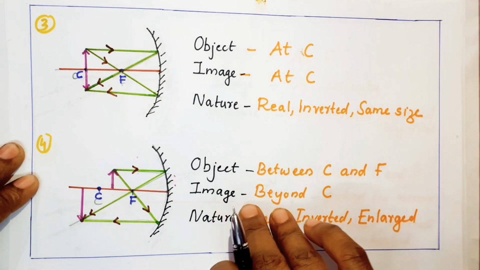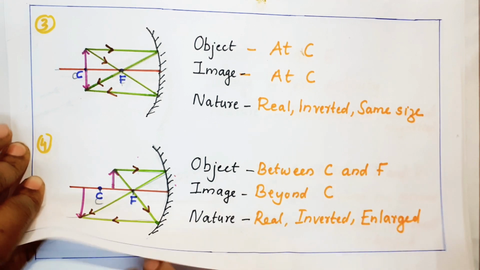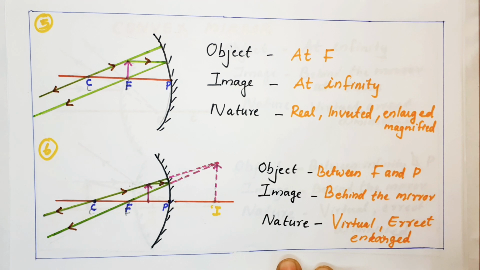So in total, 4 diagrams we did now. These are different images we are getting for a concave mirror.